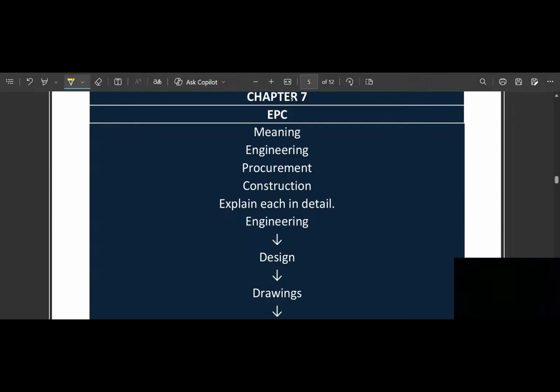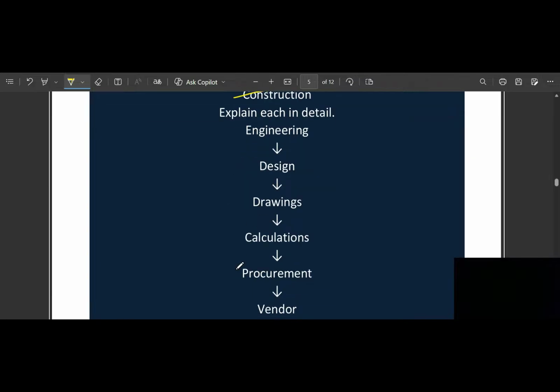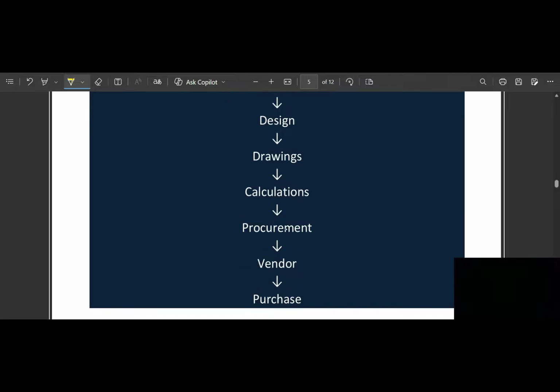So EPC. What is EPC? EPC is engineering, procurement, and construction. So engineering: design, drawings, calculations. Procurement: vendor, then purchase.